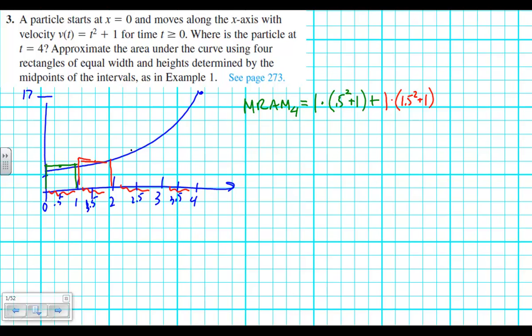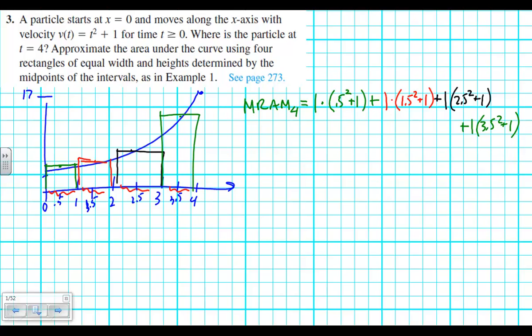Our third rectangle, again, sorry that the drawing is not very accurate, which is silly because I'm on a big piece of graph paper. I could have easily made this nice, but I didn't. The next rectangle is 1 wide, and how tall is it? It's 2.5 squared plus 1 tall. And then we'll go back to green for the last rectangle. The last rectangle is 1 wide, and it is 3.5 squared plus 1 tall.